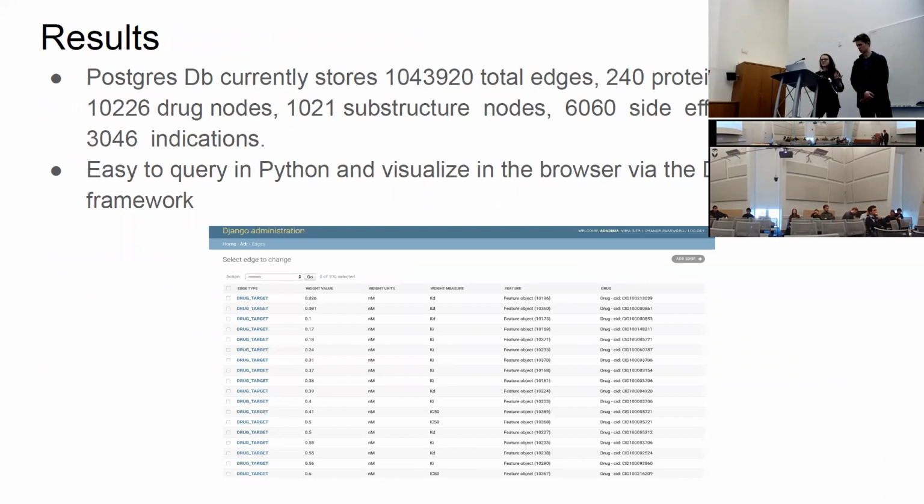We created this huge database that has about 1 million edges. The proteins are the limiting factor here because of the PDBbind database. We were able to leverage a lot of the SIDER database. So we have about 10,000 drugs and thousands of substructures, side effects, and diseases. The repo in which we implemented this also provides an easy way to visualize the data, which was needed when we worked with huge amounts of data.